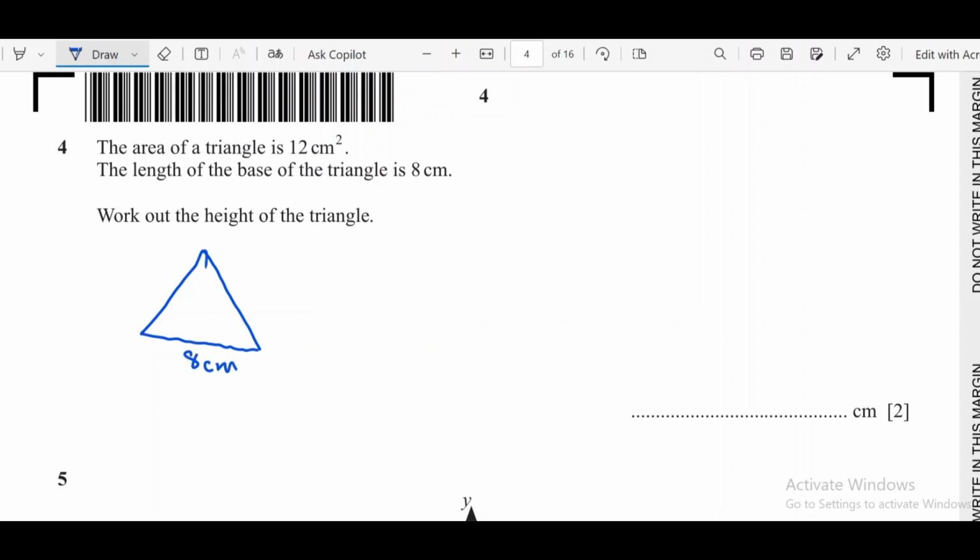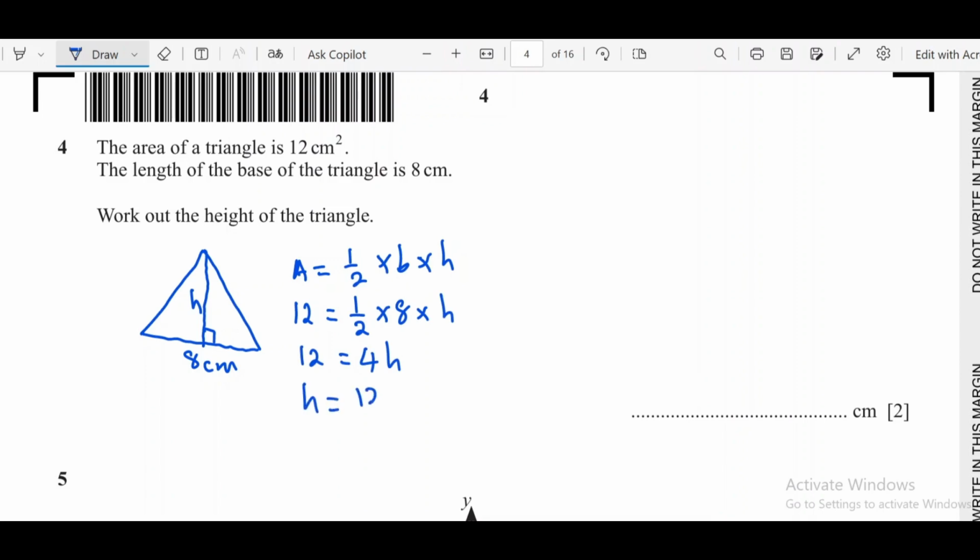Then the height, we don't know the height. And the area of a triangle is half times base times height. This area is given as 12. The base is 8 and we are looking for the height. So we have 12, half of 8 is 4. So for us to get the height, we divide both sides by 4 and that gives us 3 centimeters. So that's the value of the height, 3 centimeters.